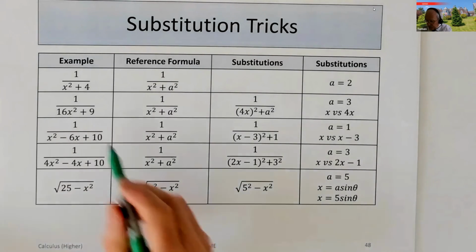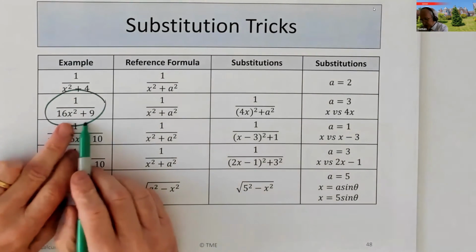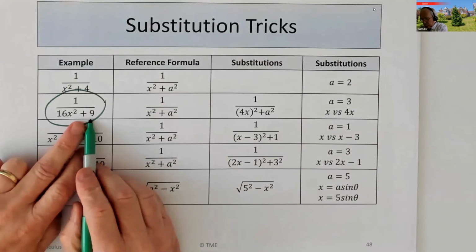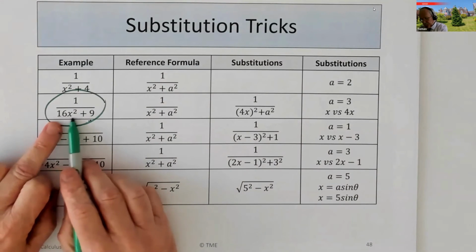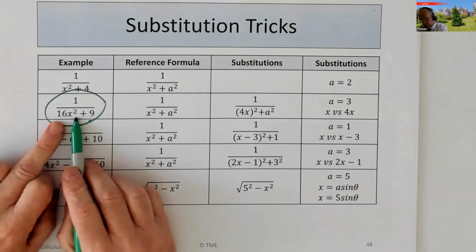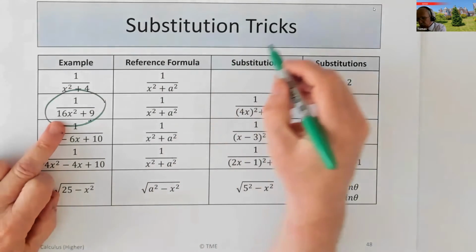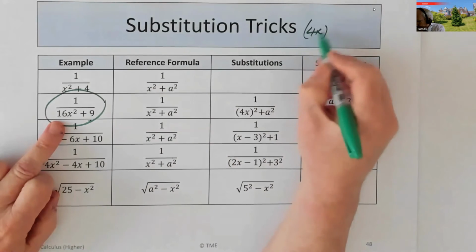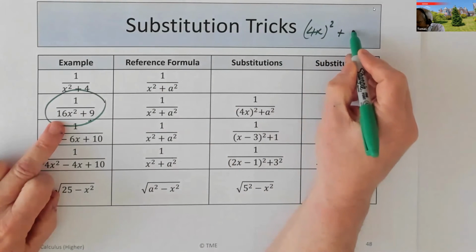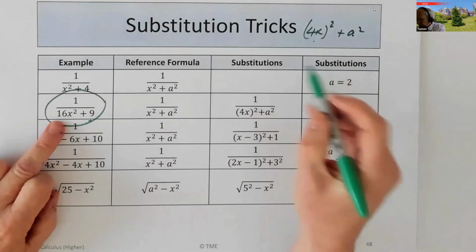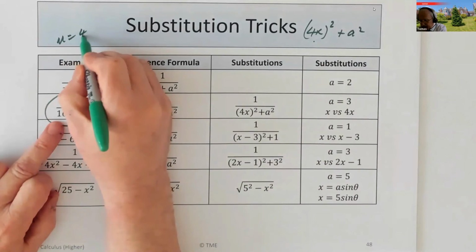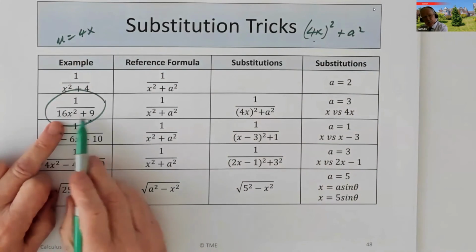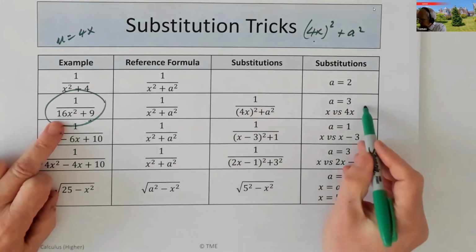Similarly, if somebody says it's 1 over 16x squared plus 9, that looks like a square of something, like 4x by 4x, plus a squared. I could say u is equal to 4x, and then I'd get u squared plus a squared, and then I solve it that way.